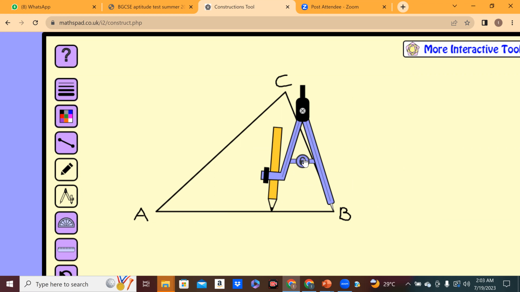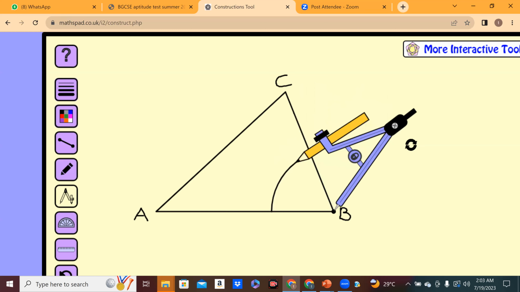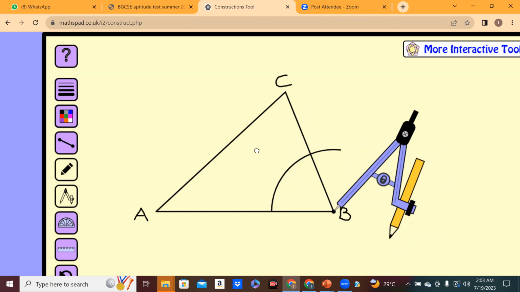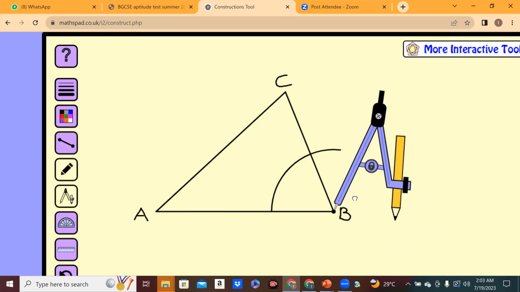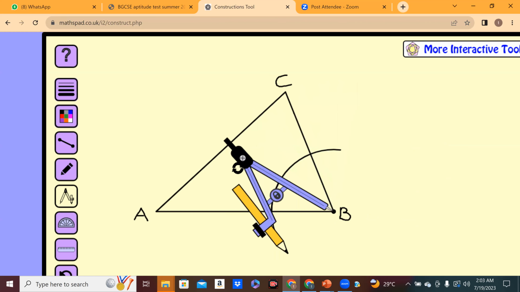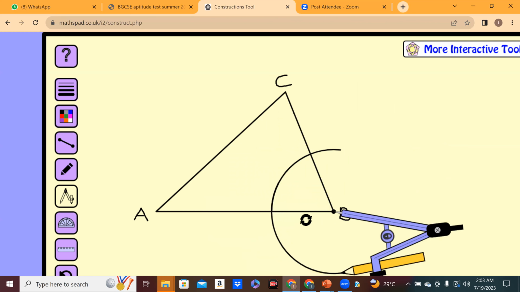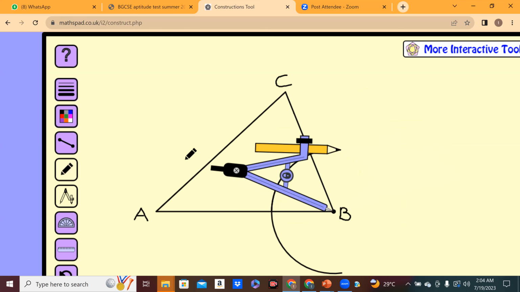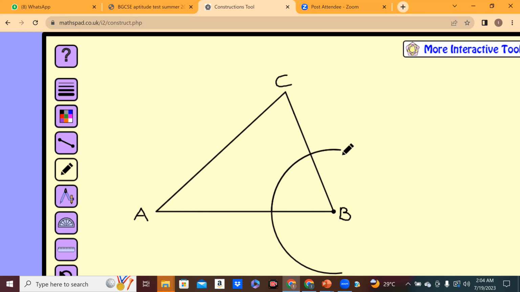Make sure, this is very important, that the compass size stays the same. And so now we're going to draw an arc, like so. Let's draw this arc properly. Very good. So this is our arc. So we took our compass, put the sticky point at B, and drew an arc like so.